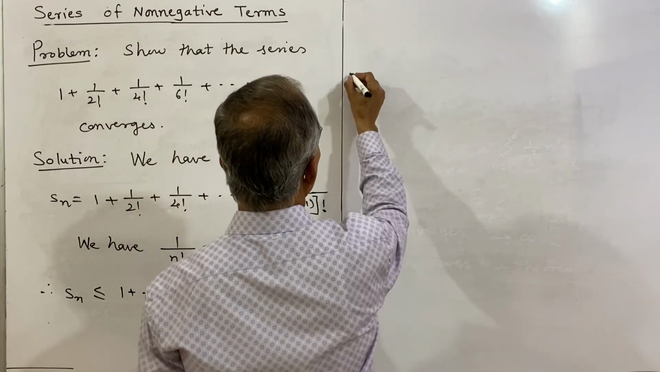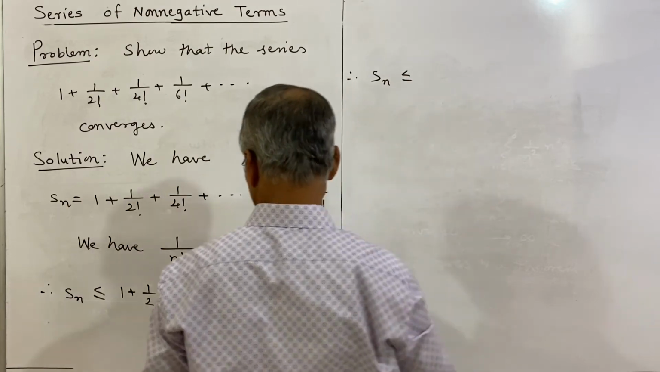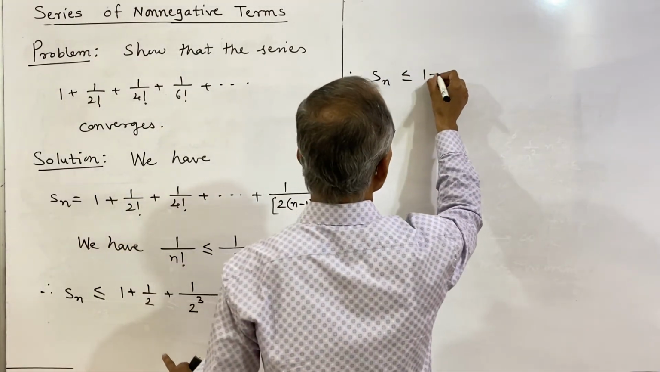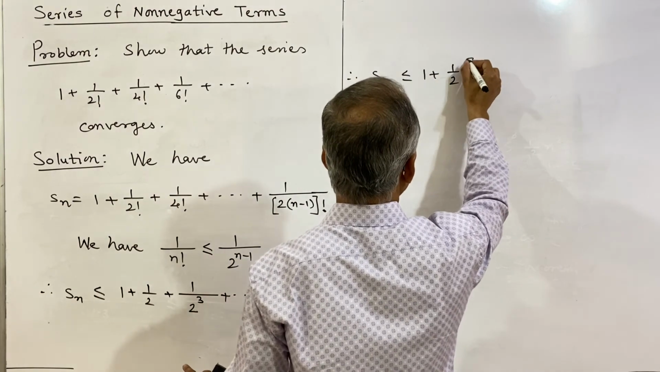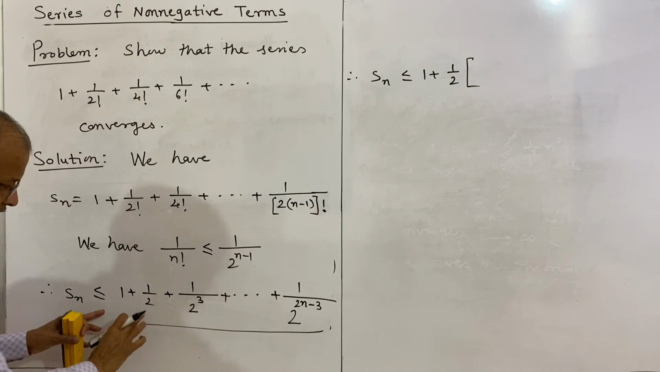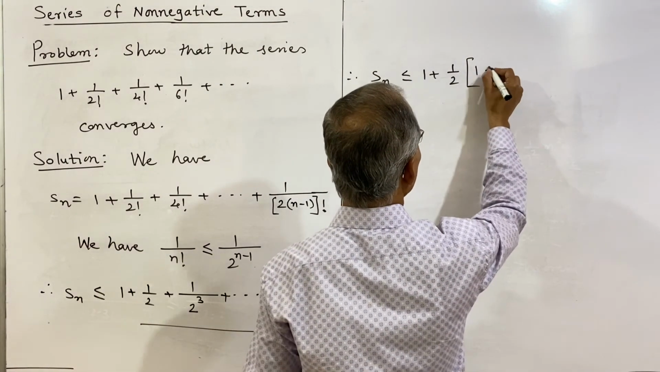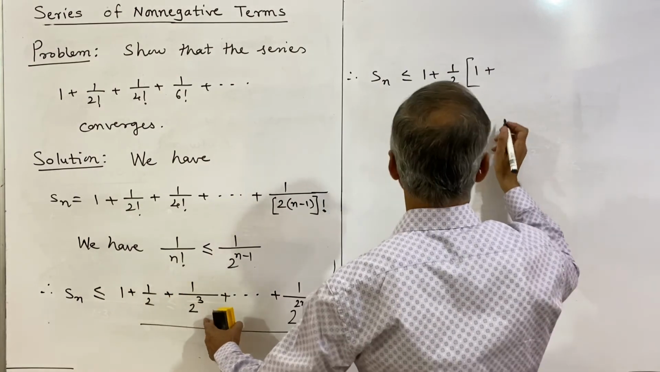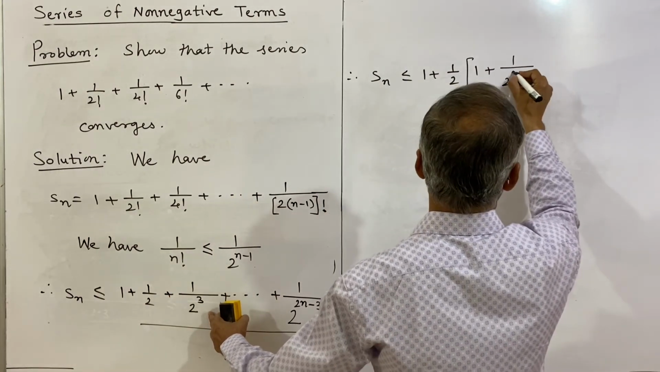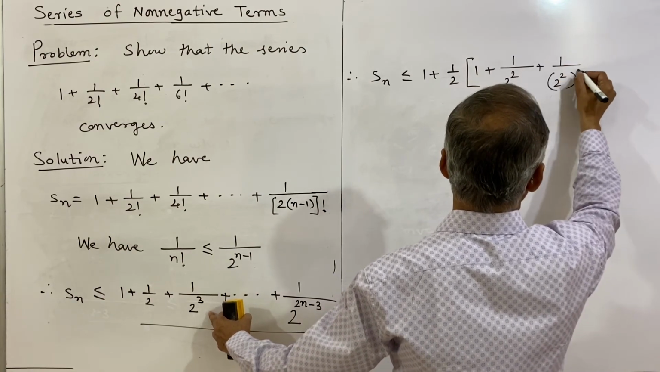So, therefore, Sn is less than or equal to 1 plus half, and now from these terms we can take half common, and in the bracket what remains is again 1 plus 1 upon 2 square. What will be next? 1 upon 2 square square.